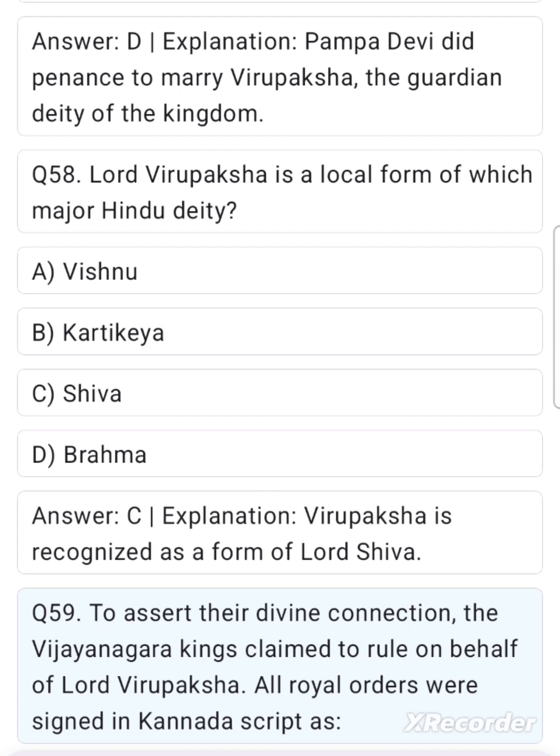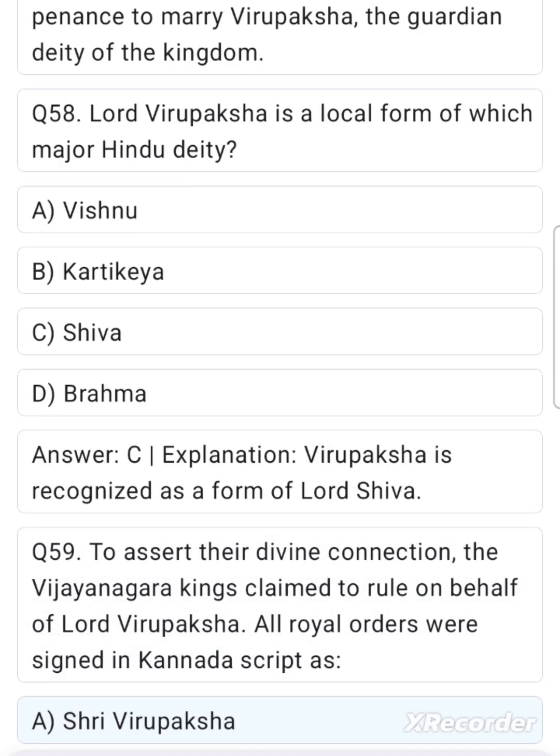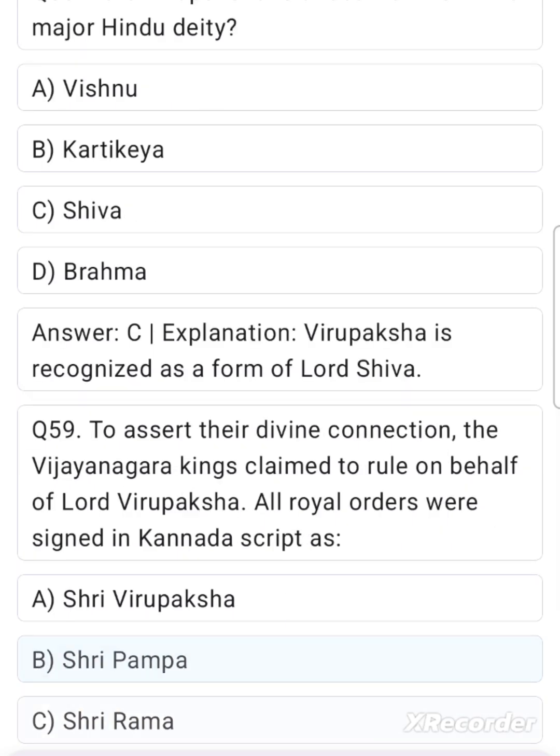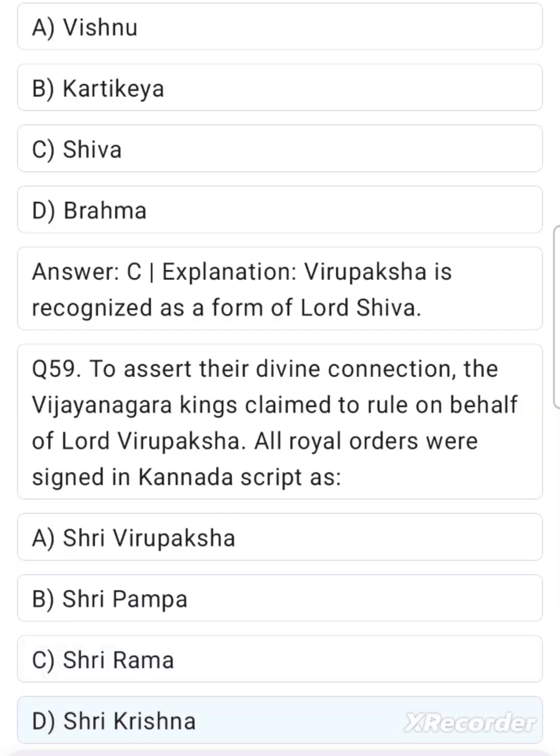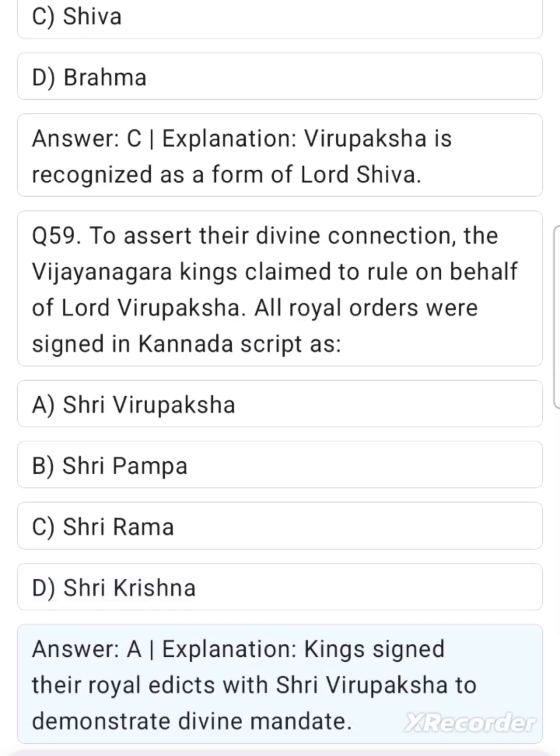Q59. To assert their divine connection, the Vijayanagara kings claimed to rule on behalf of Lord Virupaksha. All royal orders were signed in Kannada script as: A. Shri Virupaksha. B. Shri Pampa. C. Shri Rama. D. Shri Krishna. Answer. A. Explanation. Kings signed their royal edicts with Shri Virupaksha to demonstrate divine mandate.